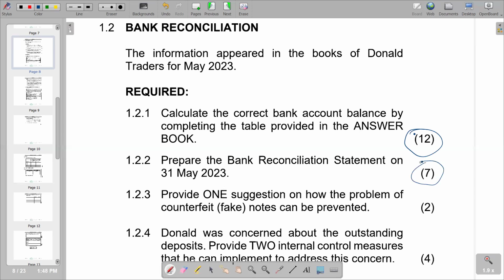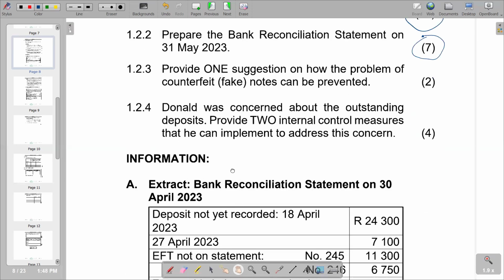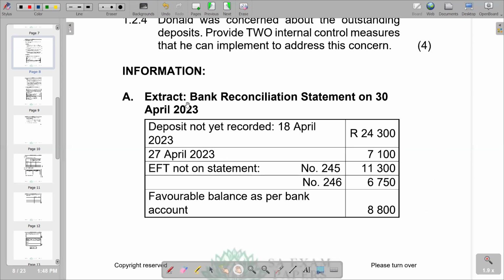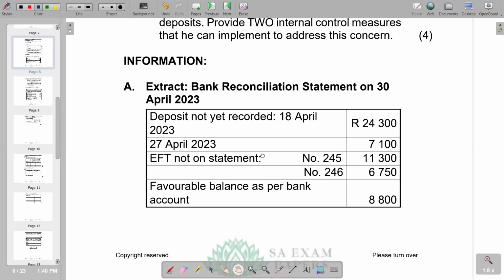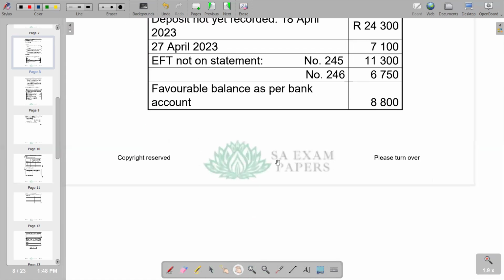So we're going to start by going through the information that we have. We are given information A, which is an extract of the bank reconciliation statement on 30th April 2023. Remember, this is the bank reconciliation statement at the end of the previous period. We are going to be mainly concerned with the final balance that we have here, which we are going to use when we calculate the bank balance for the current period.